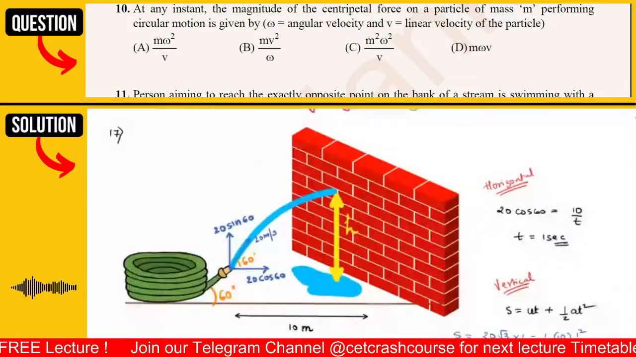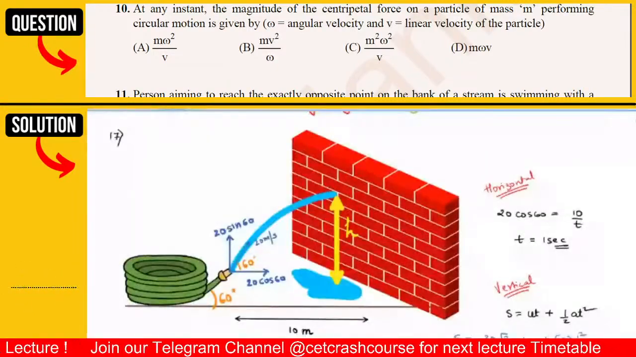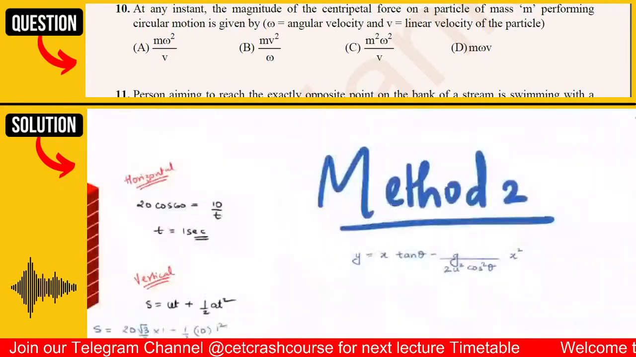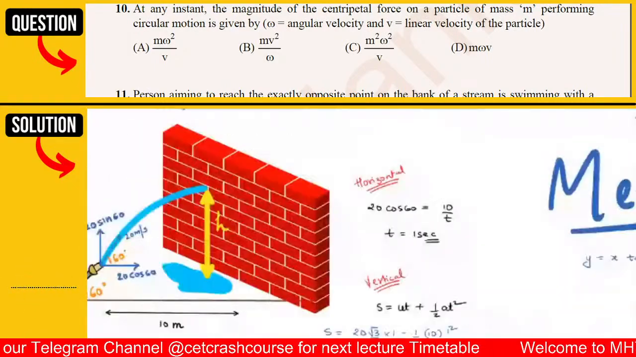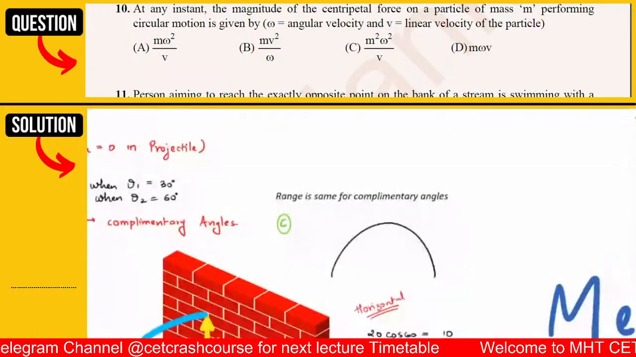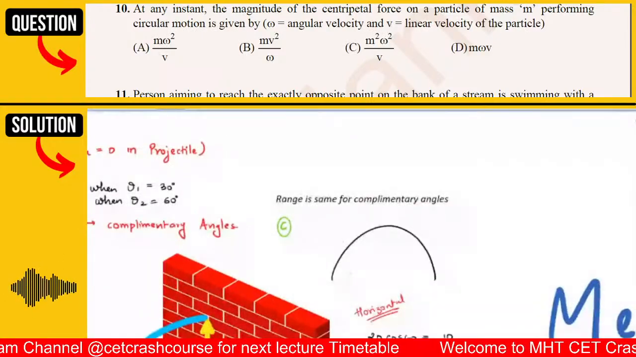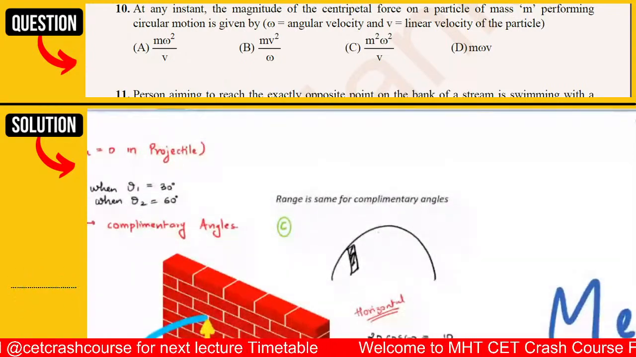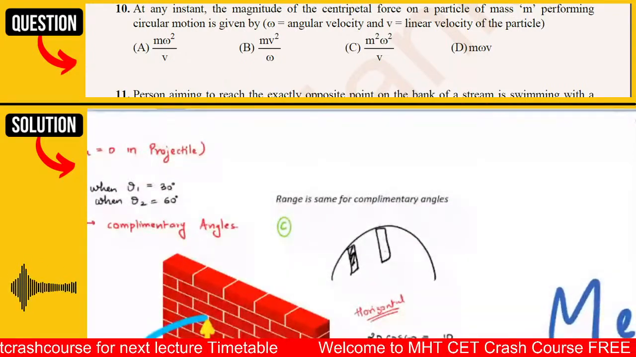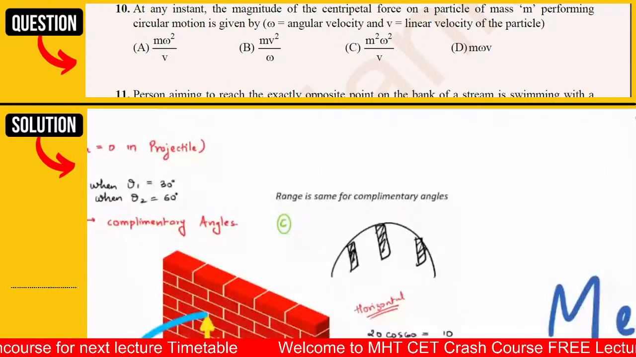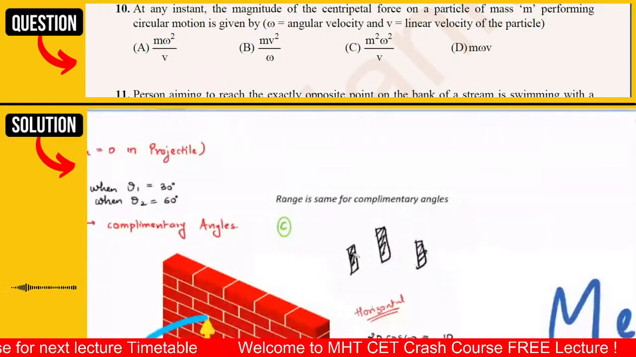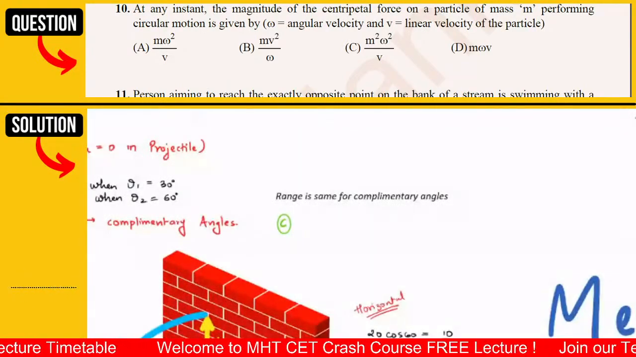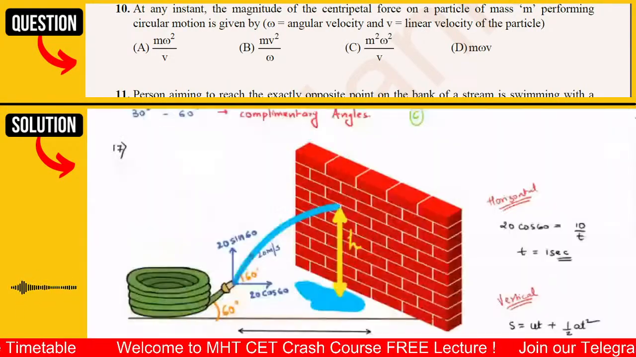No, we cannot use the formula of range because it is not necessary. See, in this question, if this is your path, the wall can be placed here, or here, or here. We don't know where the wall is placed. So we cannot use anything related to range.